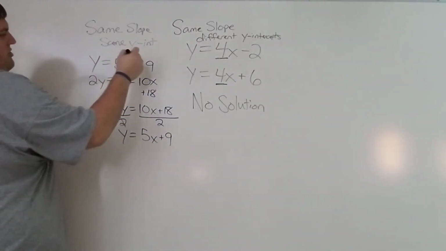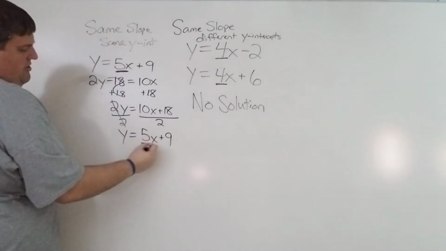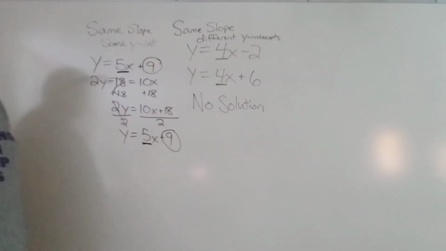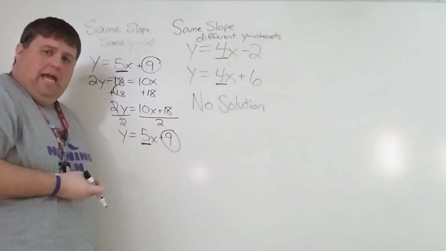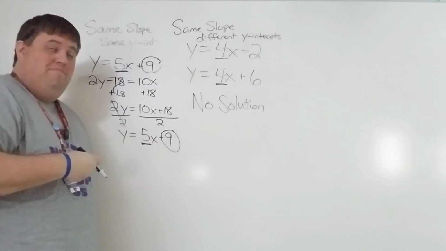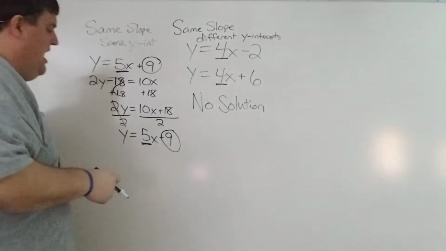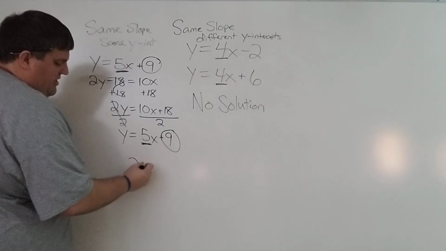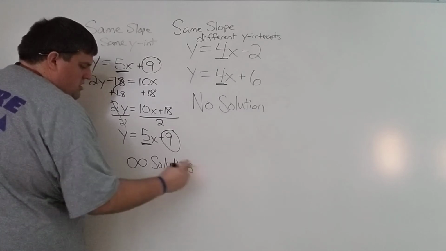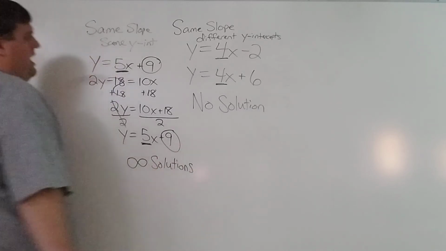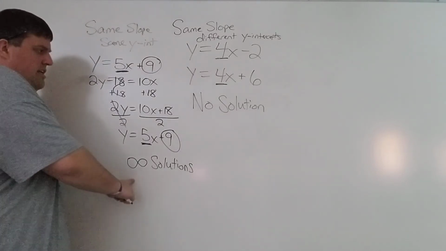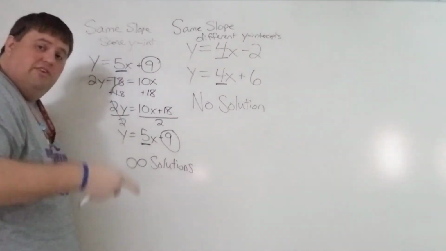And now if you look at our two equations, you notice that the slopes are the same, but the y-intercepts are also the same. So essentially, this is the same line, right? This is like the same line on top of the same line. So this one is going to be our infinite solutions. If the slopes are the same and the y-intercepts are also the same, that's going to be our infinite solutions case because those lines are exactly the same line.